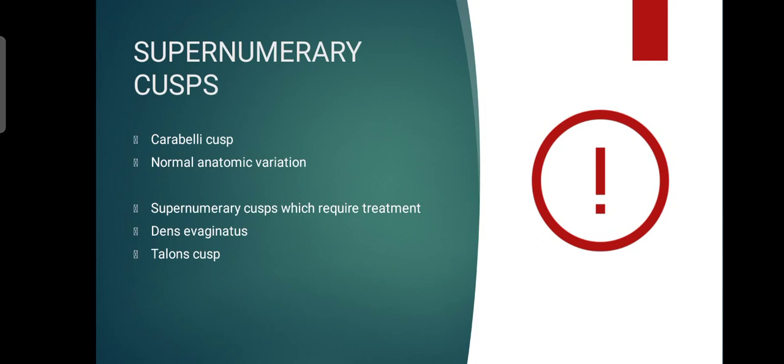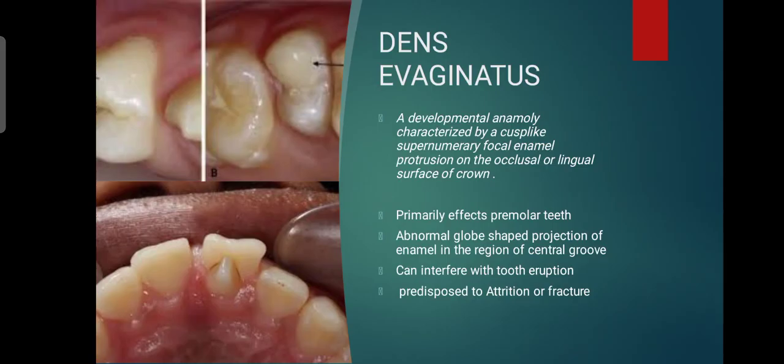The most common example of this phenomenon is the cusp of Carabelli, which typically develops on the mesiolingual surface of permanent maxillary first molars. This particular supernumerary cusp usually presents no clinical problem and is therefore considered simply a normal anatomic variation. Occasionally, however, certain teeth exhibit supernumerary cusps that result in clinical problems that may require treatment. Examples of such supernumerary cusps are dens evaginatus and talon cusp.